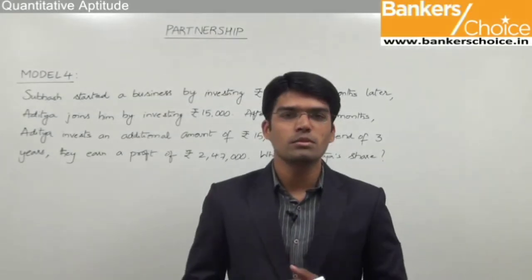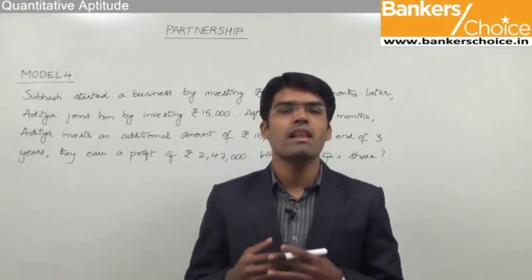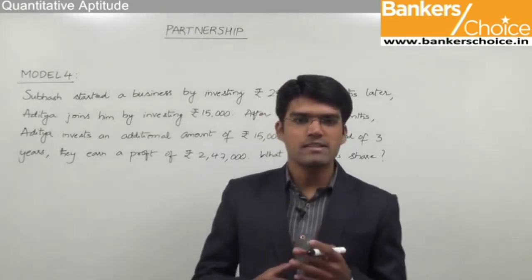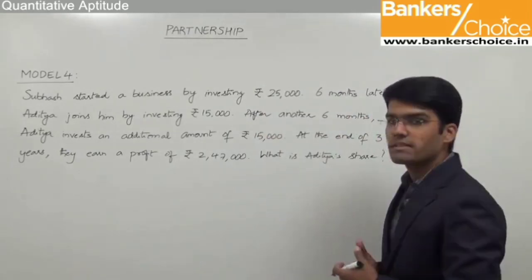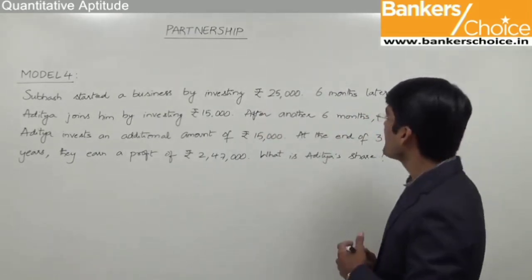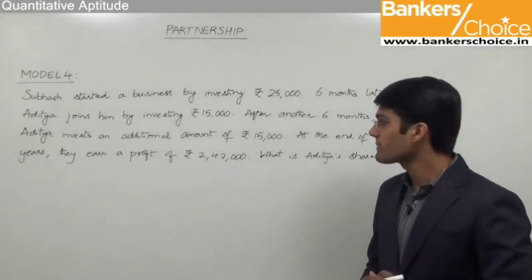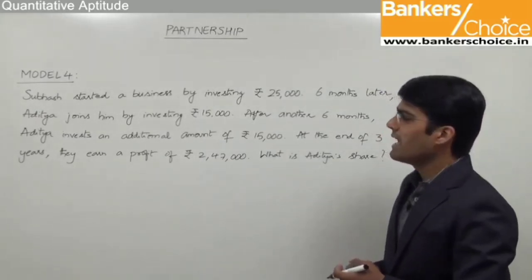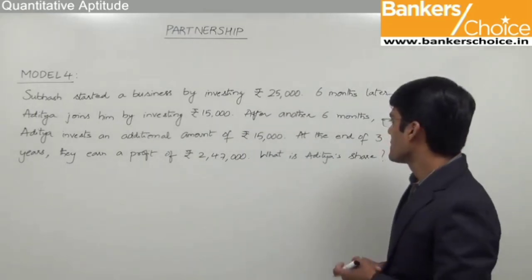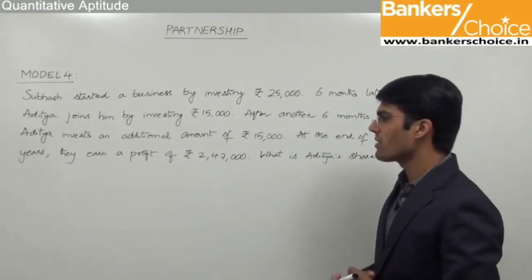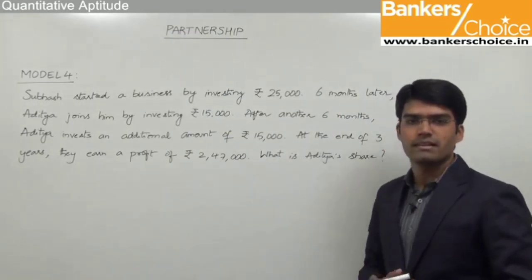Let us now take the fourth model from partnership, where a particular partner invests an additional amount after some time. Let us look at the question first. Subhash started a business by investing rupees 25,000. 6 months later, Aditya joins him by investing rupees 15,000. After another 6 months, Aditya invests an additional amount of rupees 15,000. So at the end of the 3 years, they earn a total profit of 2,47,000. What is Aditya's share in the profit?